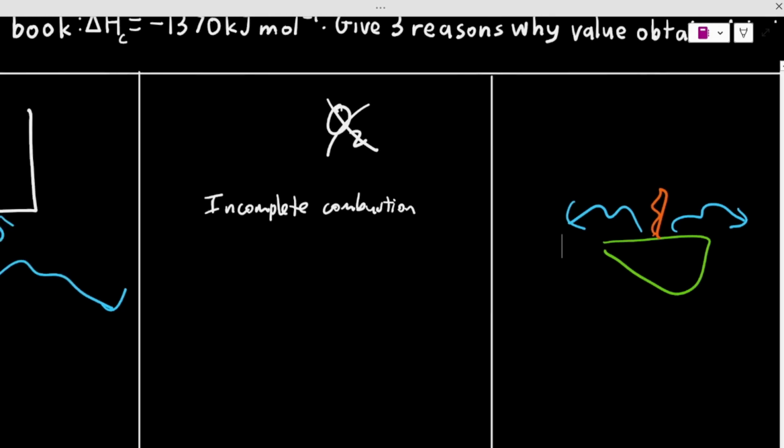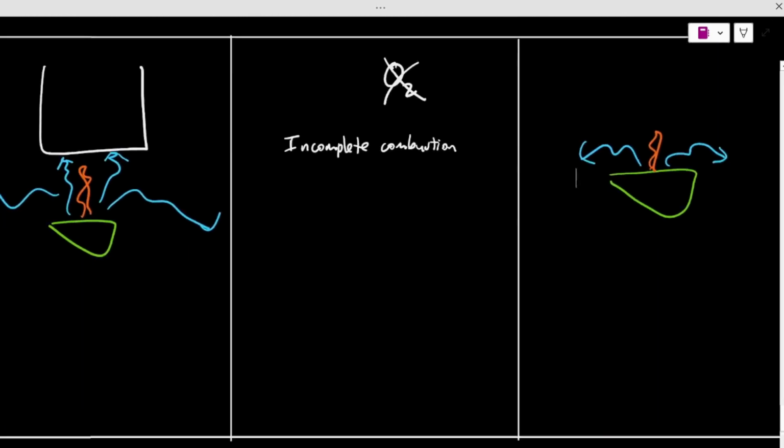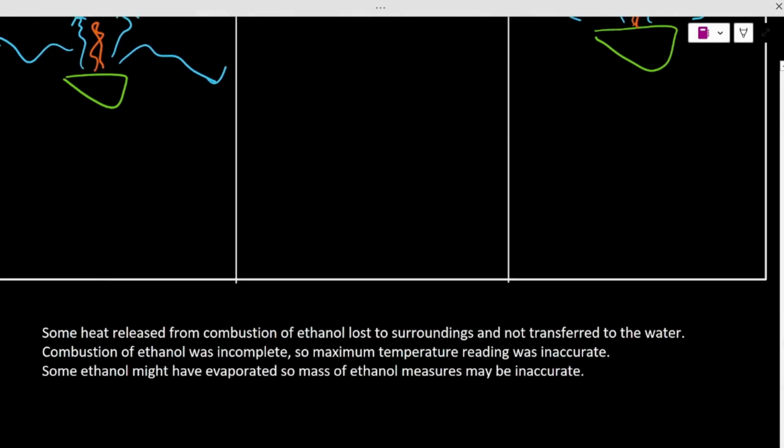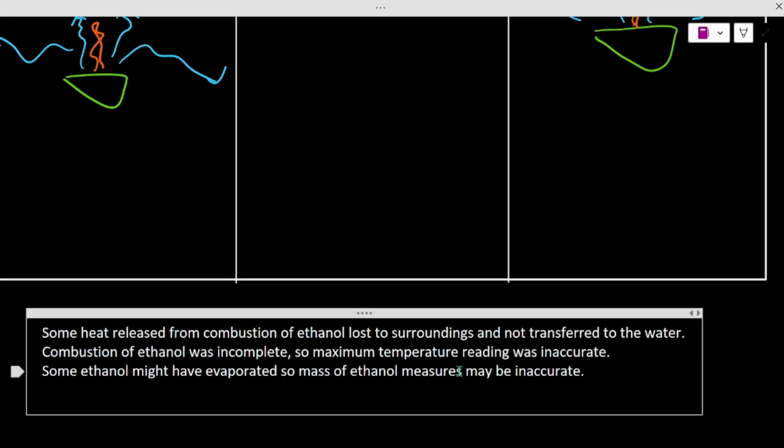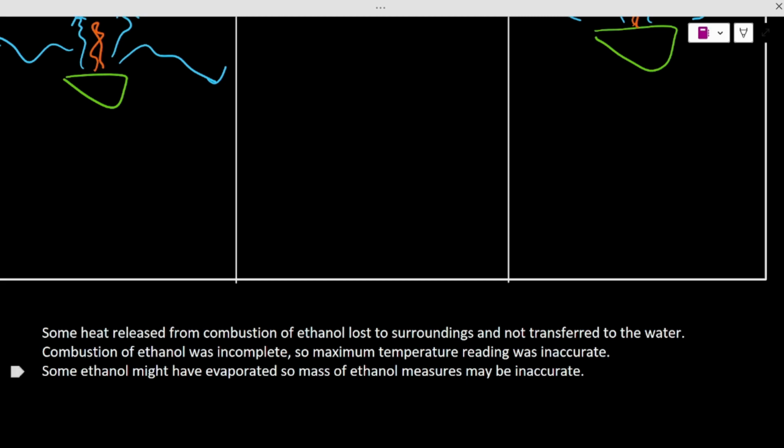So if you really want to know the answer, I have it right here. Some of the heat released from combustion of ethanol was lost to the surroundings and not transferred to the water. Combustion of ethanol was incomplete, so the maximum temperature reading was inaccurate, and some ethanol might have evaporated, so the mass of ethanol measured may be inaccurate.